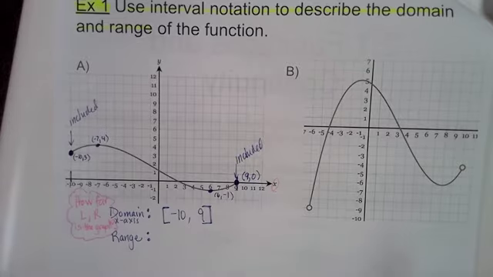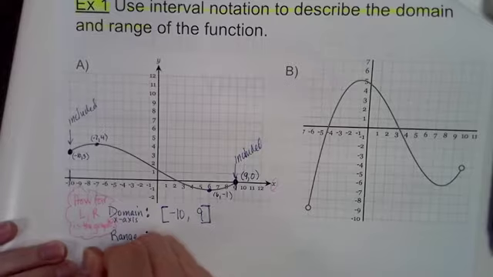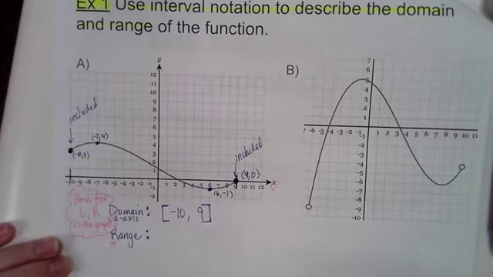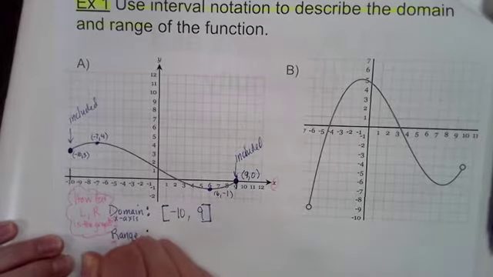All right. If the domain asks how far does the graph go from the left to the right, what do you think range asks? How high and how low? And we're going to do that in order from low to high. So how low, comma, high does the graph go?